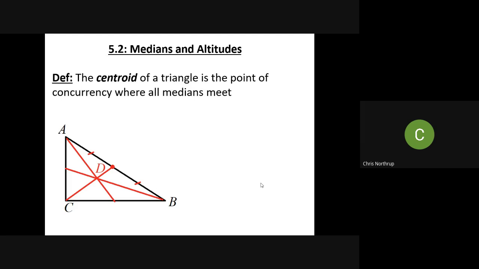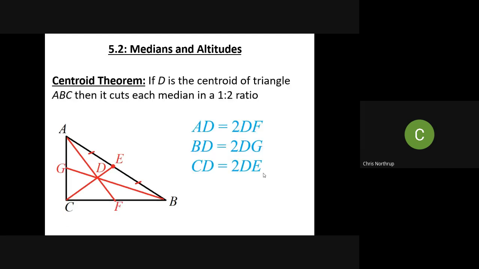And you might guess, well, is there some kind of property that it has? Yes, it does have a theorem. So this centroid theorem tells us about how each median gets cut up. So it turns out that the centroid cuts each median in a 1-to-2 ratio. That means one part of that median is twice as long as the other. And it's always going to be the part of your median that goes from your vertex to that centroid. The one that goes from centroid to the midpoint is always going to be the shorter one.